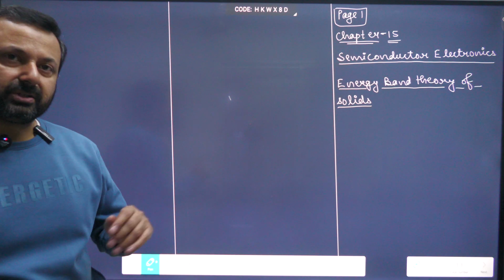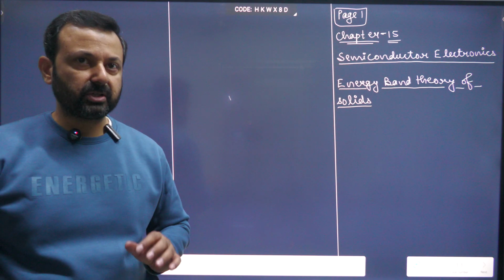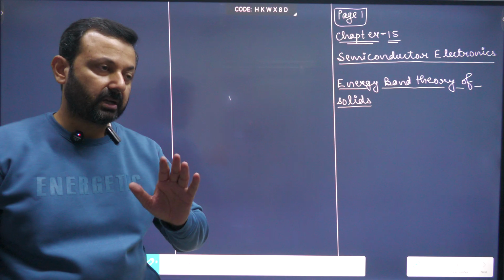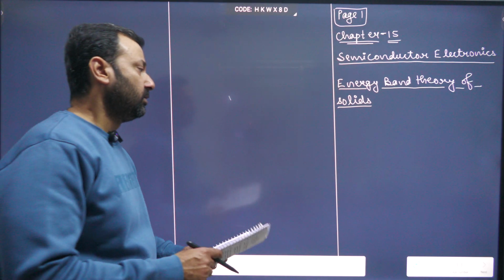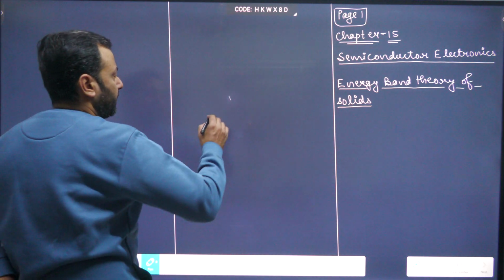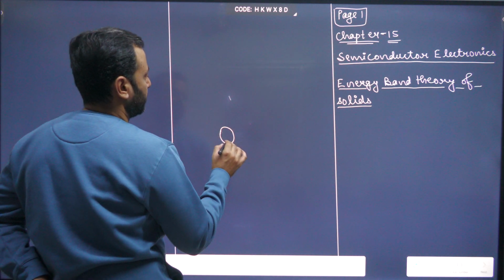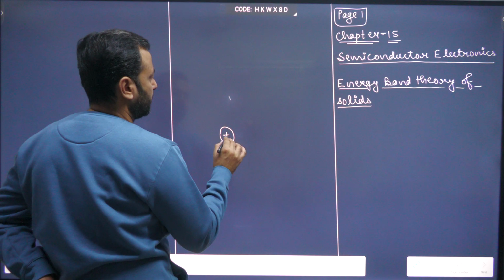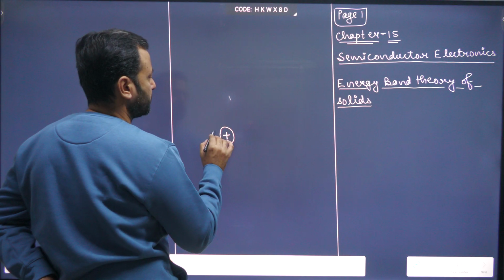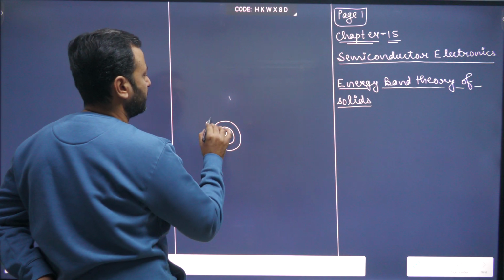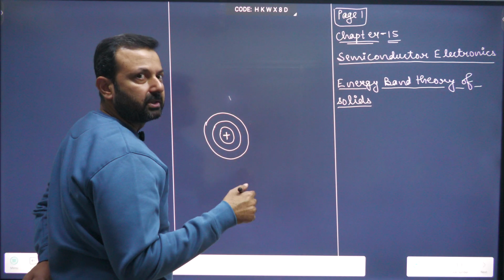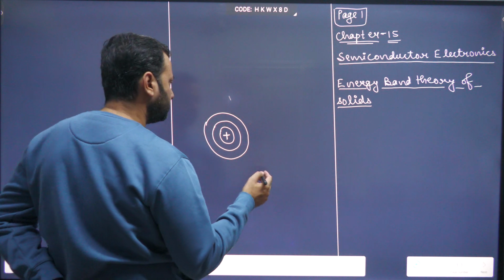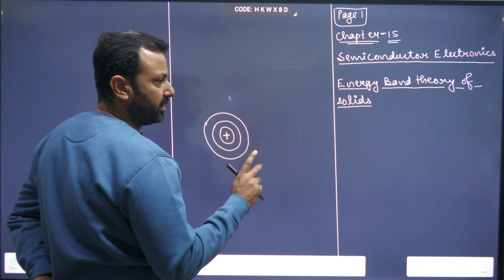So what is this energy band theory? We know about the energy levels, but we don't know about the energy bands. What are these energy bands? Look, in one atom there is a nucleus. So the nucleus is here. This is the first energy level. This is the second energy level. And like that we have the third energy level, fourth energy level. So this is about only one atom.